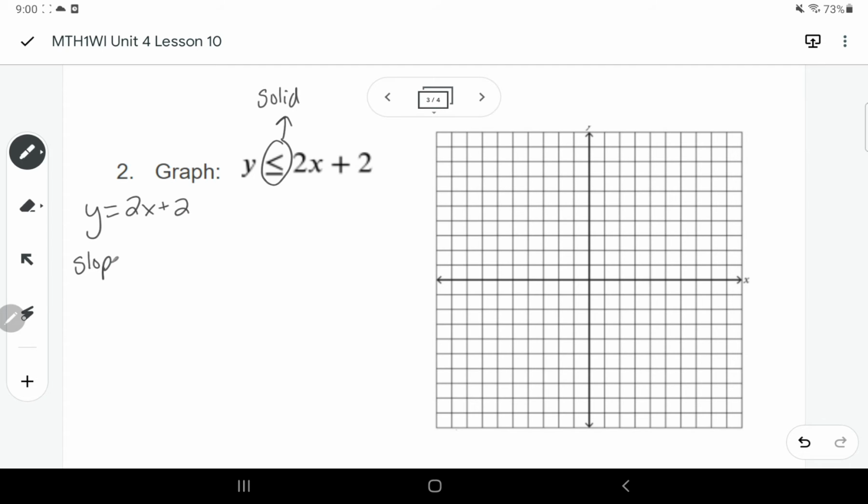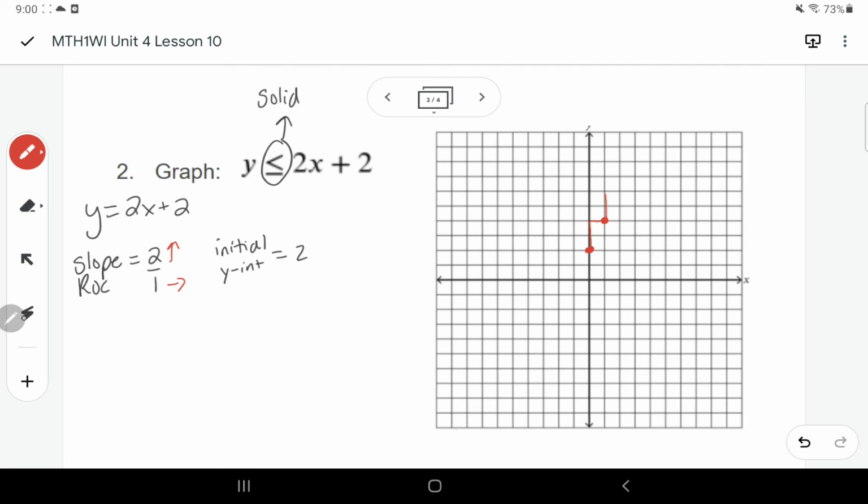So my slope, or my ROC, is 2, and my initial, or y-intercept, is also 2. For the slope, that's rise over run, so that's a rise of 2 and a run of 1. And my initial value, or y-intercept, is positive 2. So I'm going to go up to 2 and put a dot. Then I'm going to count a rise of 2, so up 2 and over 1, and put another dot.